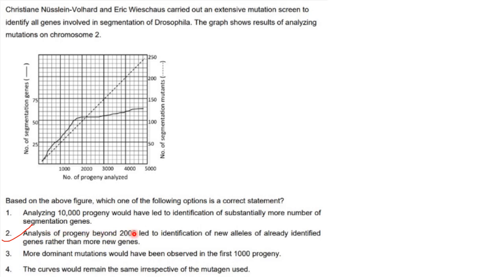Analysis of progeny beyond 2000 led to the identification of new alleles of already identified genes rather than more new genes. That is correct. More dominant mutations would have been observed in the first 1000 progeny. You cannot say whether it is a dominant or a recessive mutation, so 3 is not correct. The curves would remain the same irrespective of the mutagen used. Different mutagens will give different effects, so different curves will be observed. So the answer here is option 2 only.